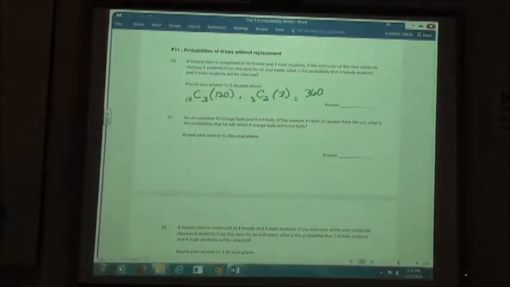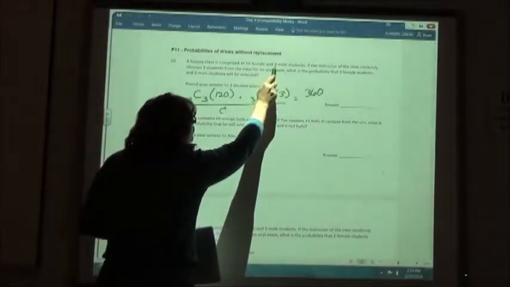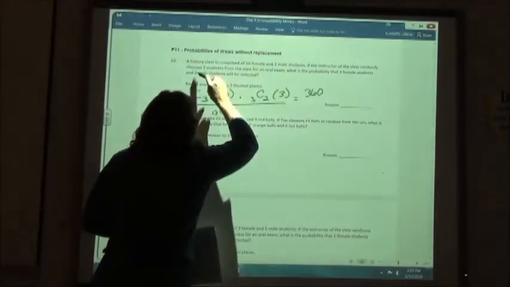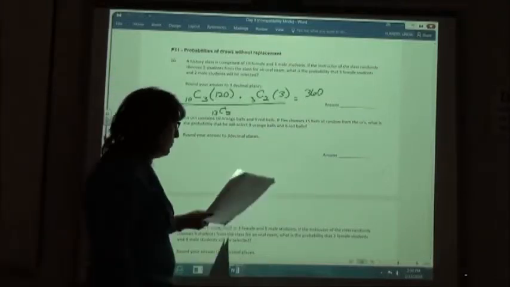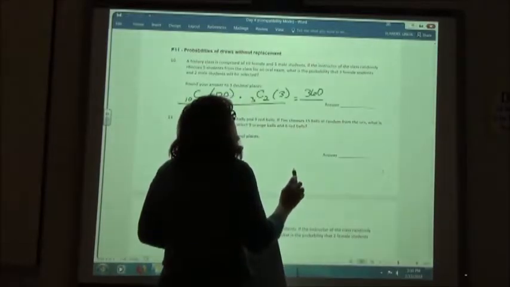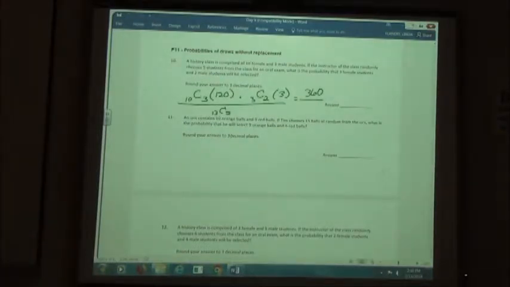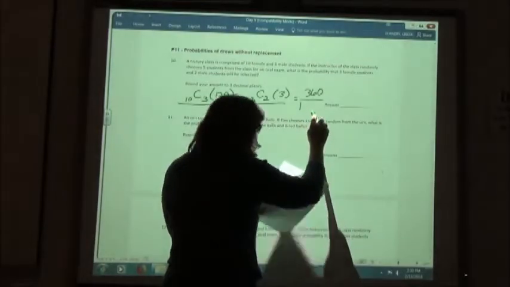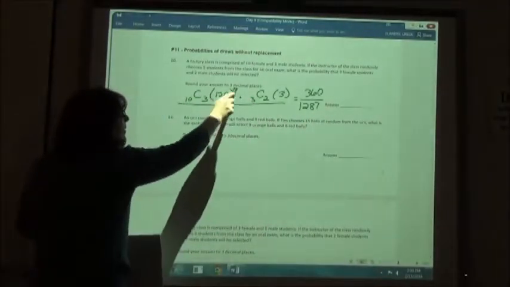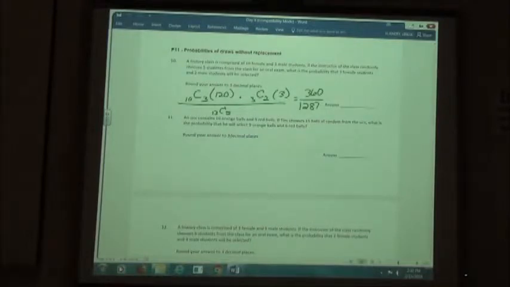Now on the bottom of my fraction, I have to have the total number of outcomes. So on the bottom, we have a total of 13 students to choose from, and we're picking 3 plus 2, so 5 altogether. 1,287. Again, we are going to write our answer to 3 decimal places. So now we're going to take our 360 divided by our 1,287 and then round it off to 3 decimal places.